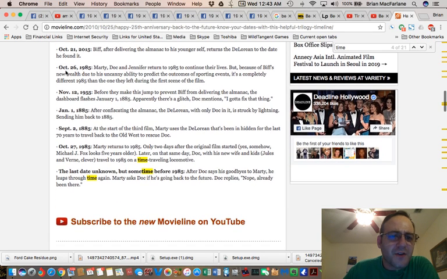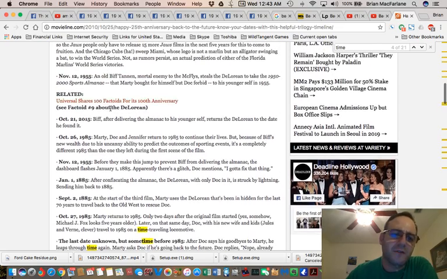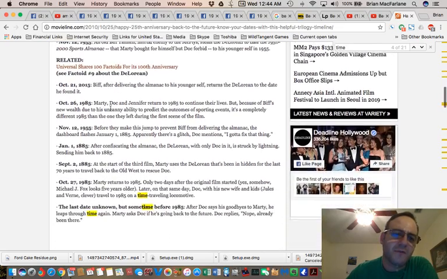Let's see, okay, here's October 21st, 2015. Biff, after delivering the almanac to his younger self, returns the DeLorean to the date that he found it. Okay, so that was October 21st, 2015, alright?